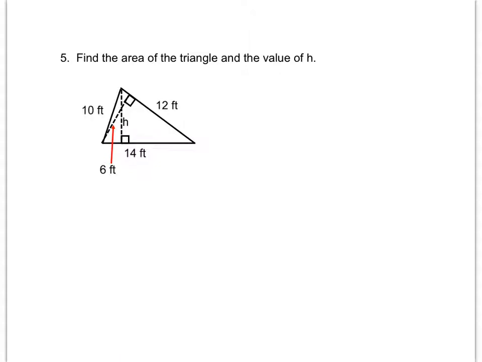Okay, we did this problem before with the parallelograms. Now we're going to do it with the triangle. Find the area of the triangle and the value of h. H is right here. But I can find the area of the triangle using this base right here, which is 12, and this height, which is perpendicular to the base, which they say is 6. So I know that the area of the triangle is 1/2 base, which is 12, times the height, which is 6. So I have 1/2 times 12 times 6.